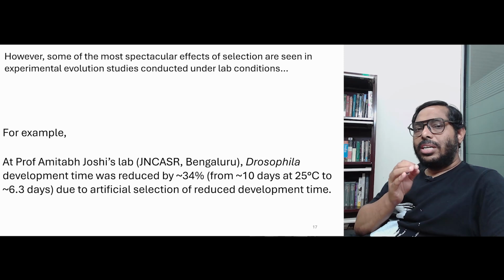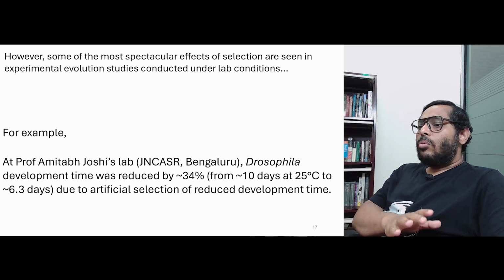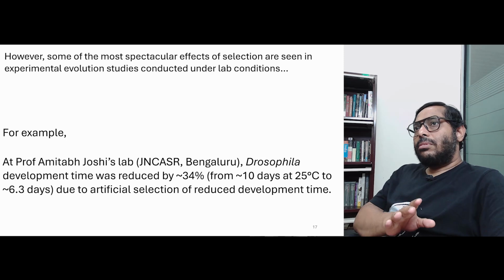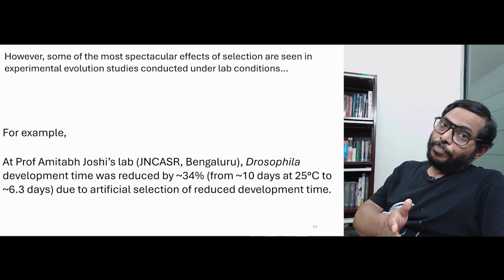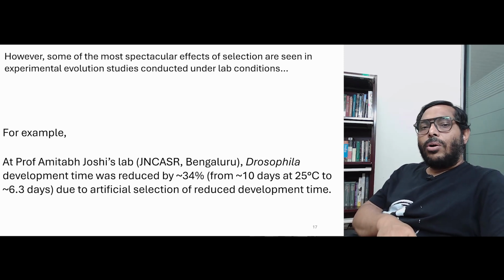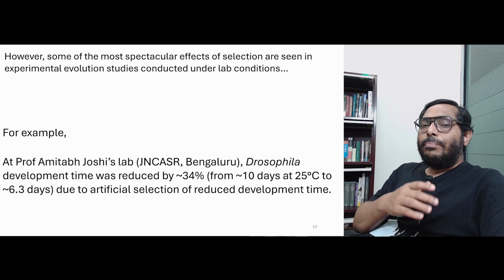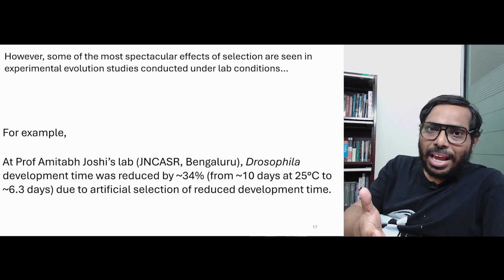In other words, instead of 10 days, they are developing in about 6.3 days. So that is a 34% reduction, just to give you some context. Human babies take about 9 months to develop, and 34% is roughly 1/3. So in the context of human beings, we are talking about babies coming out in about 6 months of development time.